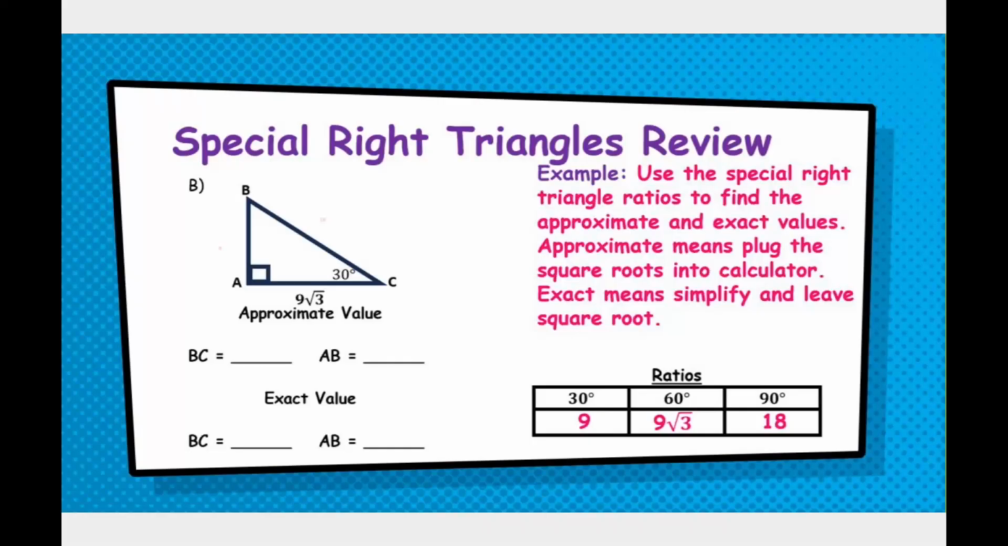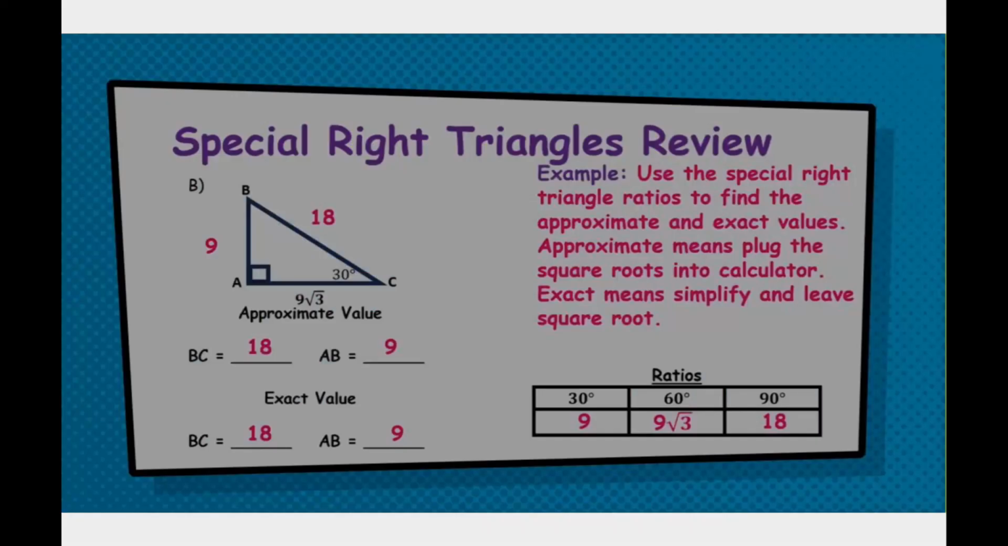So side BC is my hypotenuse, which is just 18. And the side opposite the 30 degrees is 9. So we don't really have any square roots as part of what we're finding here.